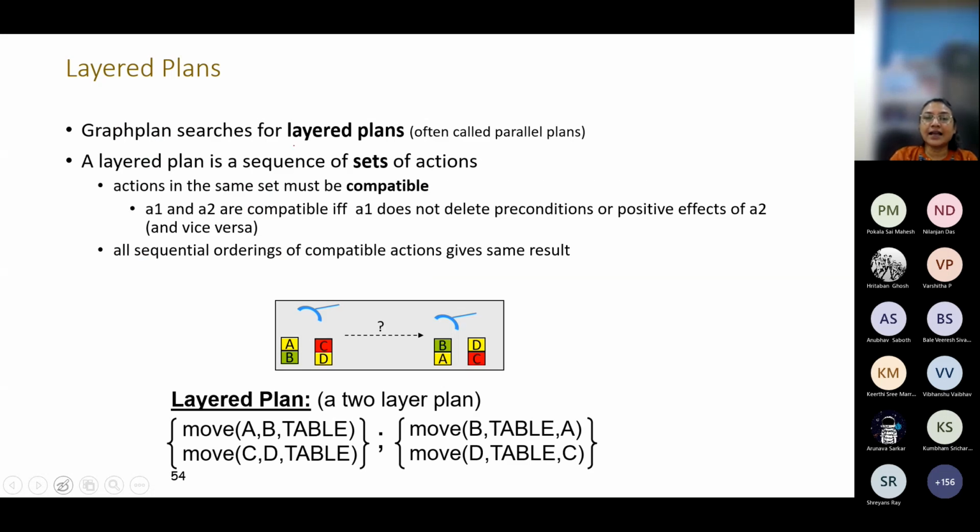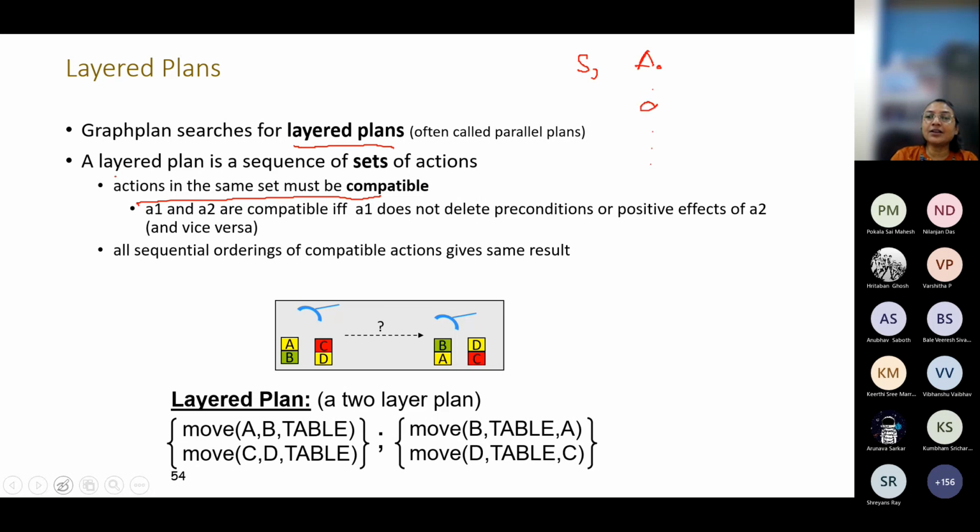As we saw, we have layered plans, often called parallel plans. When we have, say, S0, we look at all the actions which are possible, and though they cannot be taken simultaneously, we note down all the actions. So a layered plan is a sequence of sets of actions. Now, actions in the same set have to be compatible.